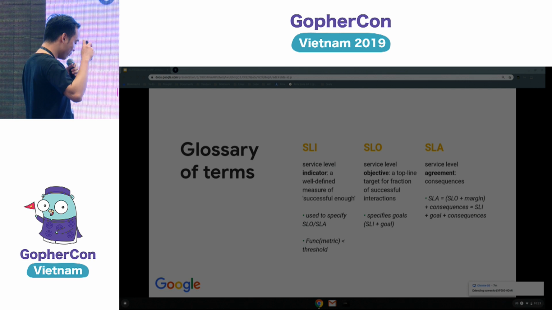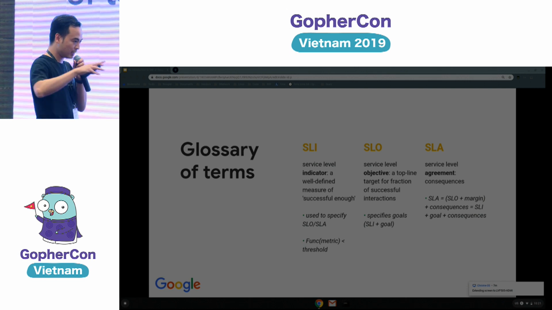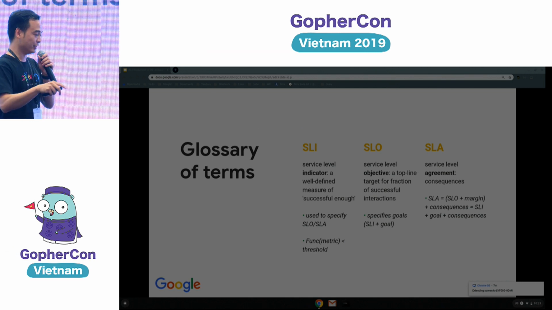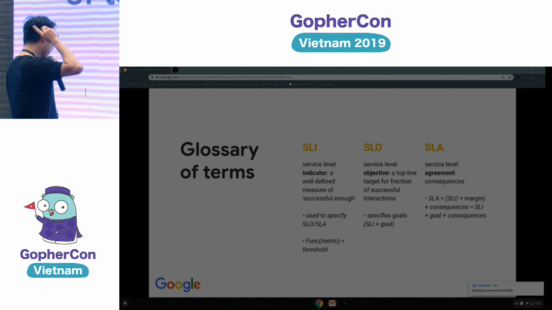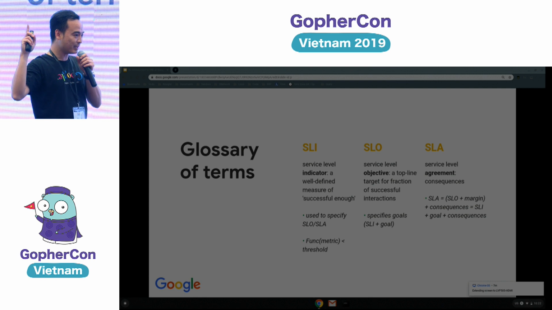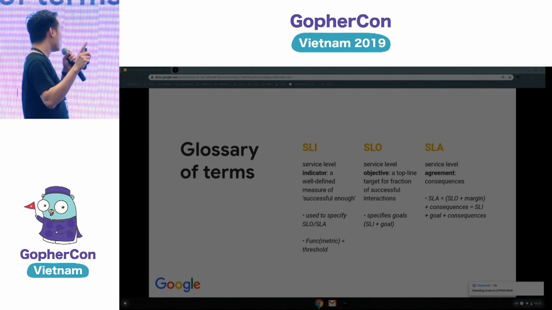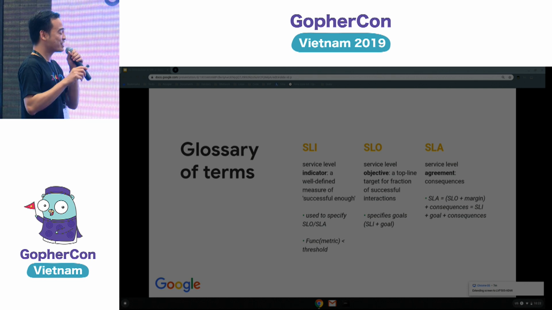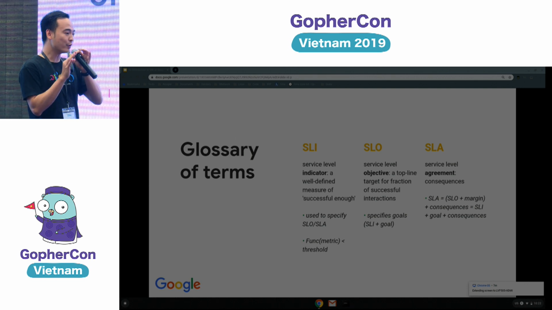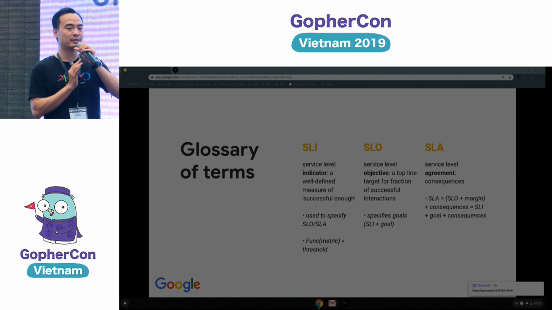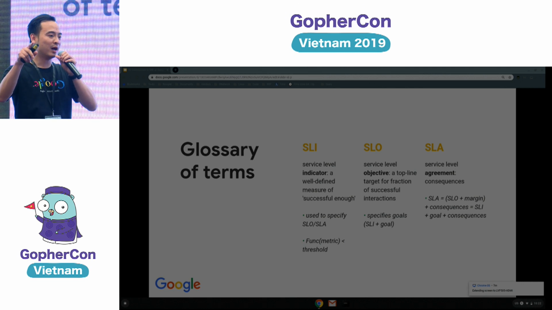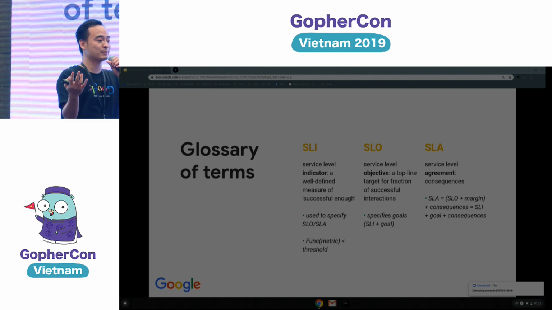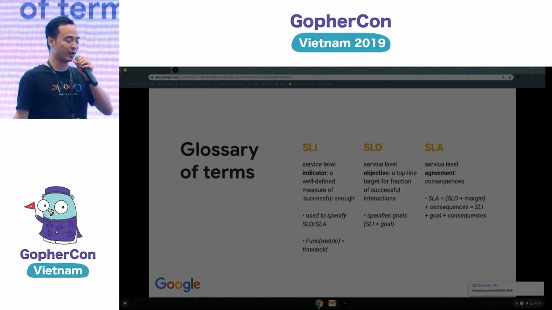So in order to measure something, we need to have some measurement, some indication. So we start with SLI, service level indicator. What is an SLI? It's a well-defined measure of successful enough. For example, you may define that the server is up or down by, say, you try to ping it, and then you don't get a response, say, 50% of the responses are down.